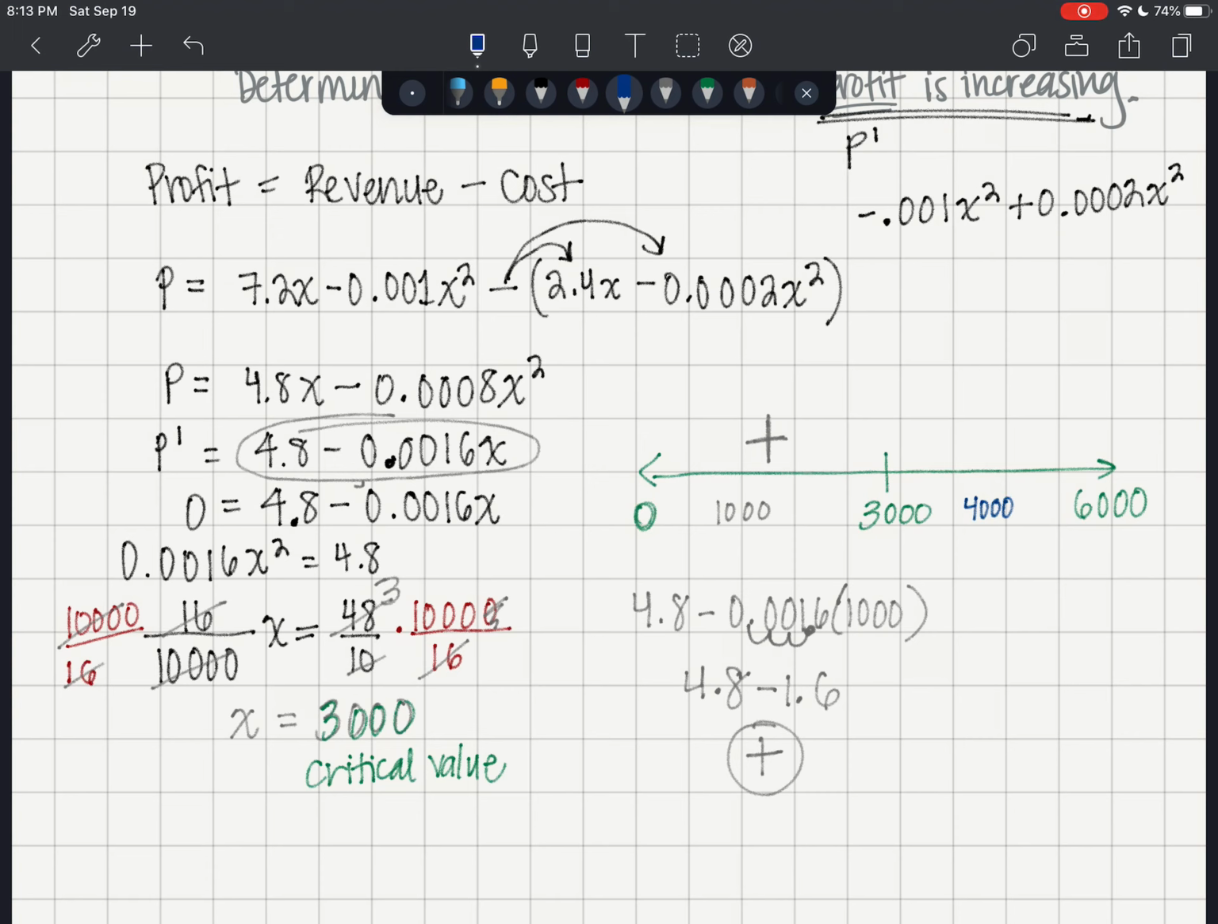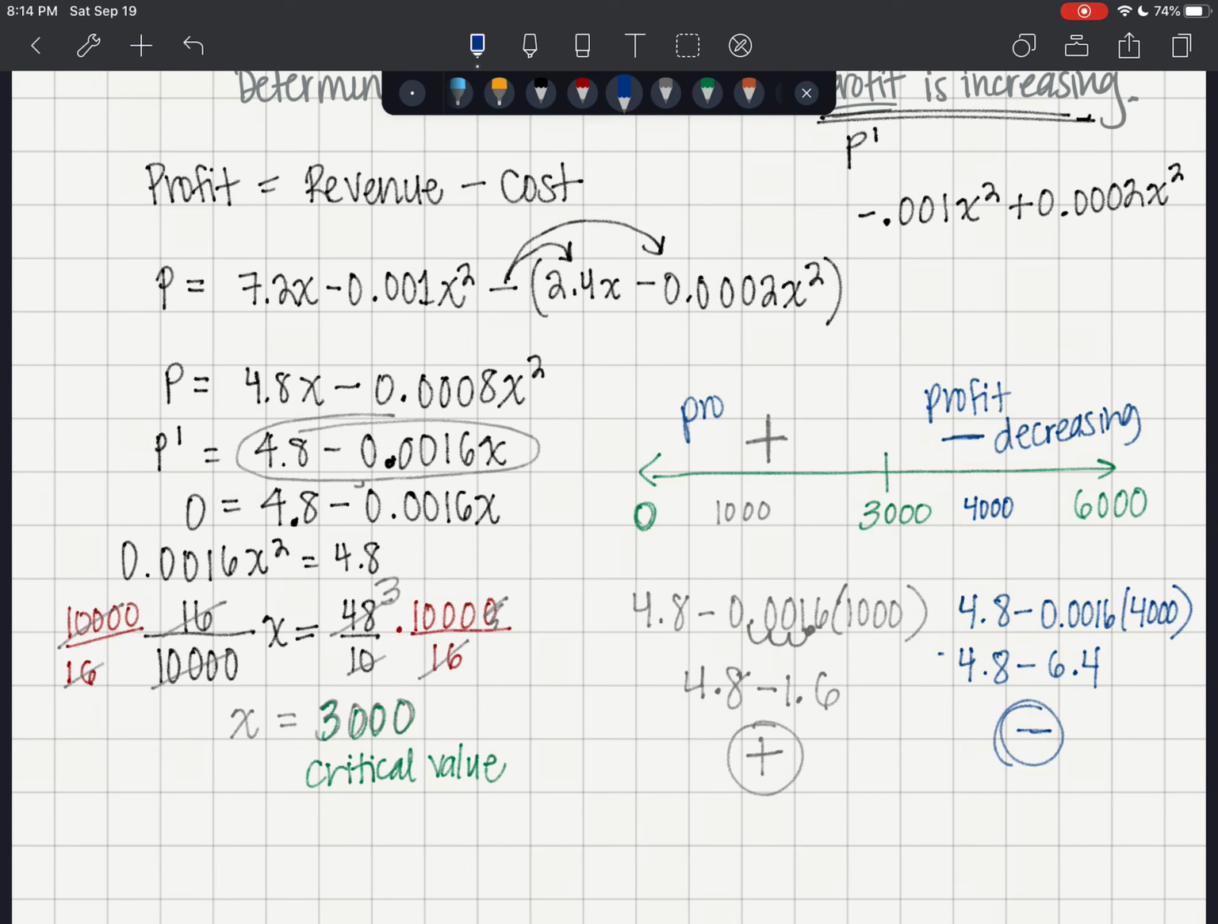Let's put in a 4,000, right? If we put in a 4,000, 4.8, now I'm going crazy here because I can multiply by 4. 16 times 4 is going to be 64, and then that 1,000 is going to move it over, so that's going to be 6.4. So 4.8 minus 6.4 is a negative number, so that's decreasing. So our profit is decreasing here. We still have a profit, but it's starting to decrease. Over here, our profit is increasing.